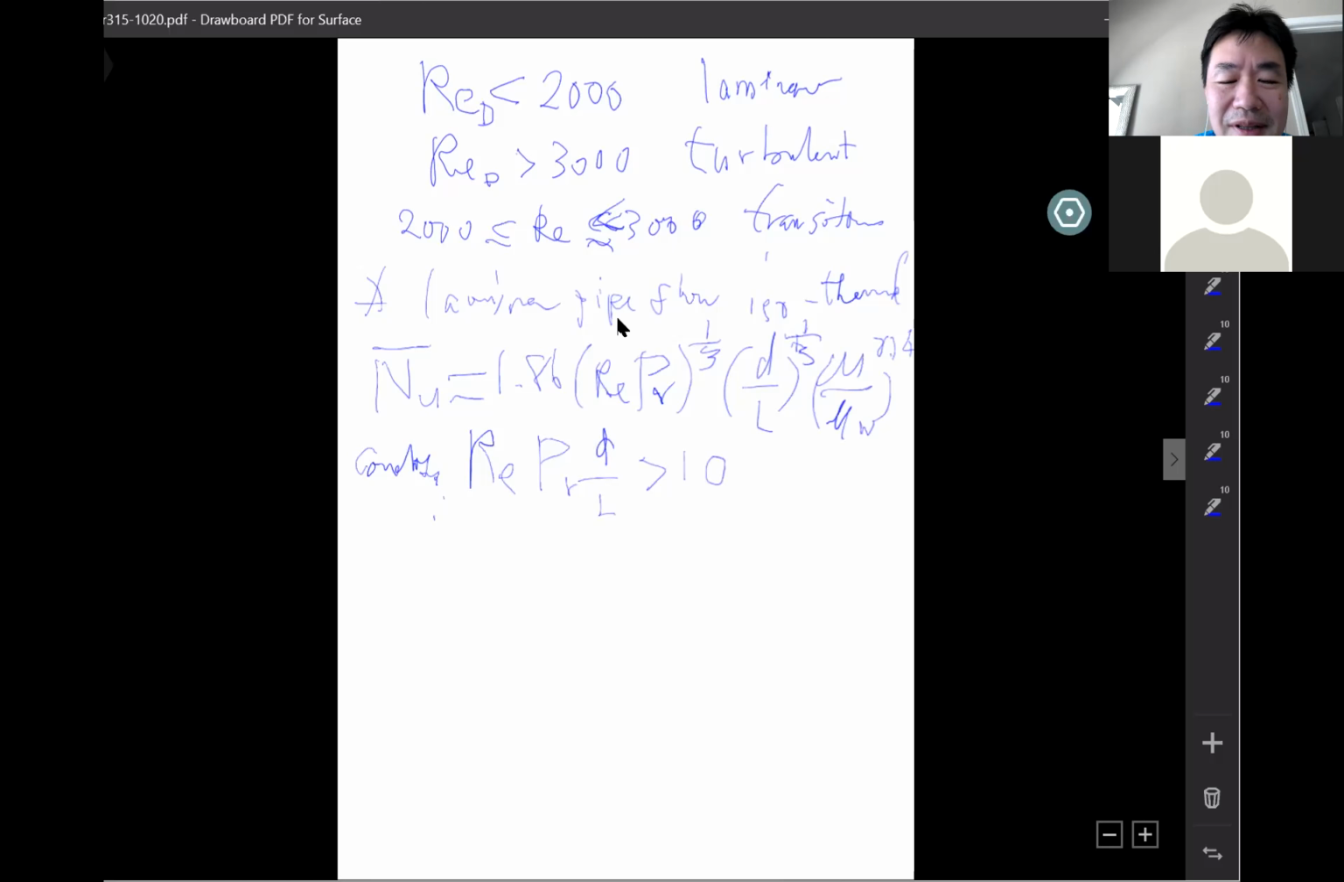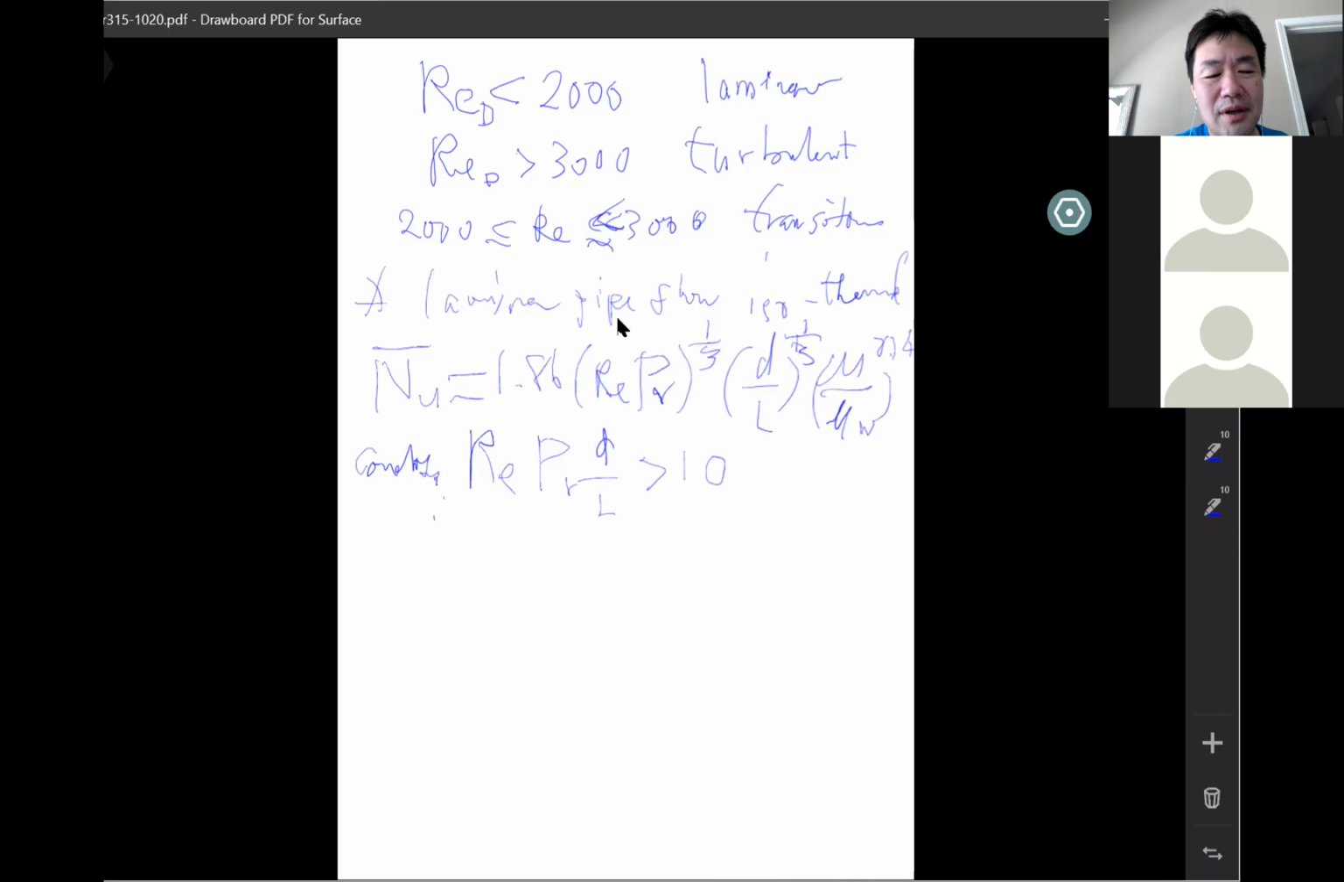Most of the time Reynolds number is in the thousands, Prandtl number is about 1. So if the D over L is not that small, it can work.